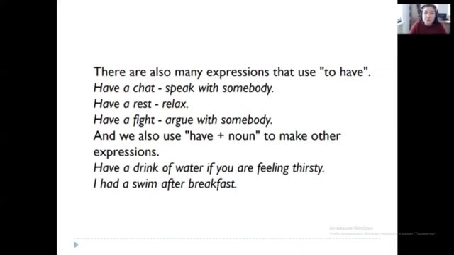And we also use have plus noun to make other expressions. Have a drink of water if you are feeling thirsty. I had a swim after breakfast.